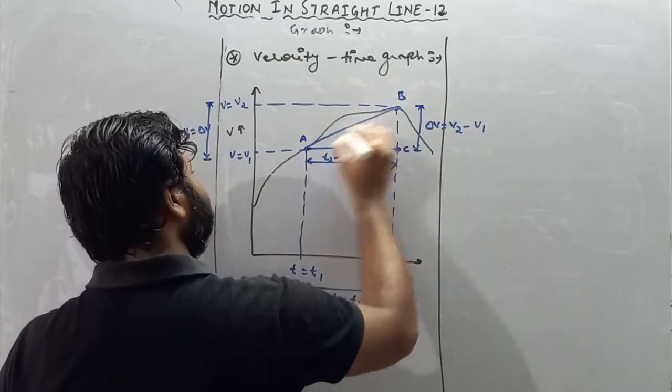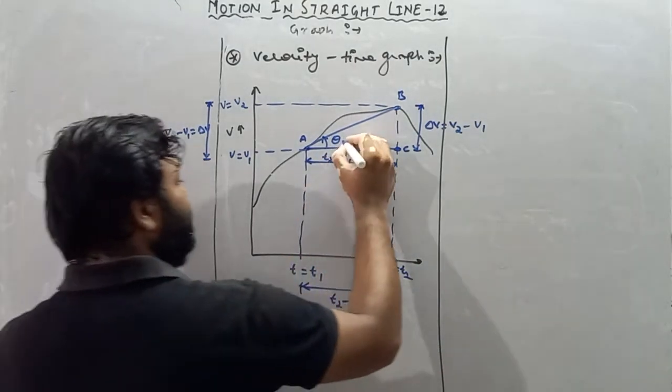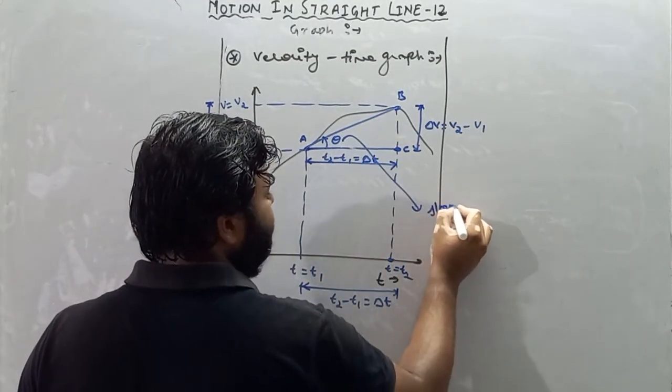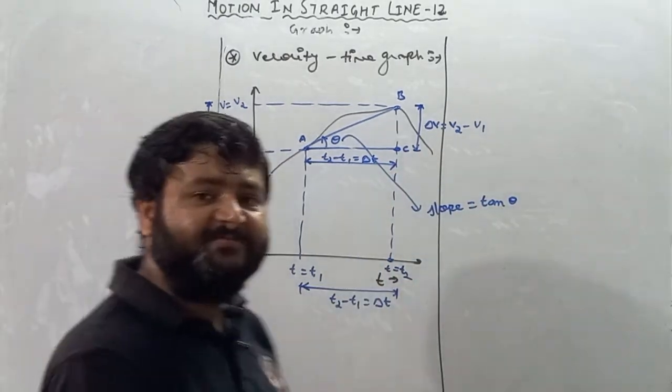Now I'll make a triangle and this triangle is making some angle theta. Now we know that this is the slope and this slope is made with the x-axis, so it will be written in terms of tan theta.